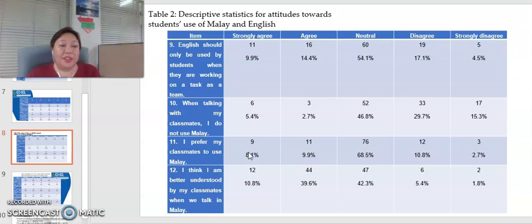Question 10, when talking with classmates, I do not use Malay. The answer is neutral, 46.8% being the highest. Question 11, I prefer my classmates to use Malay. The respondents choose neutral again, 68.5%. Question 12, I think I am better understood by my classmates when we talk in Malay. For this, the finding is neutral, 42%, the highest, followed by agree, 39.6%.